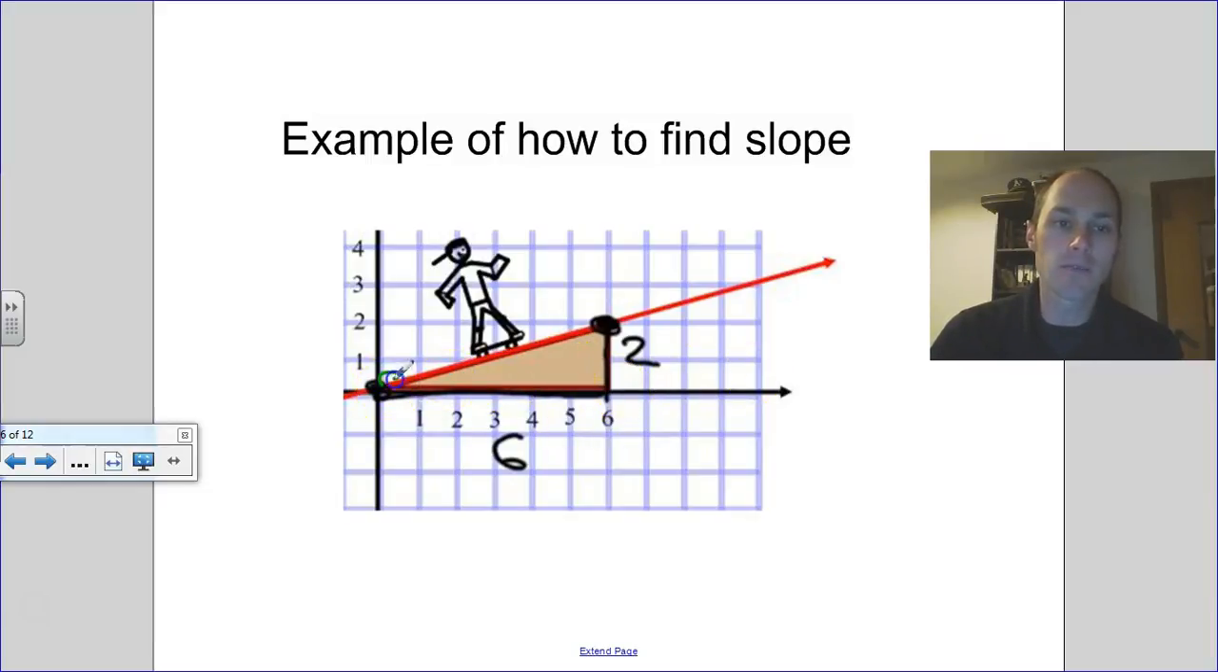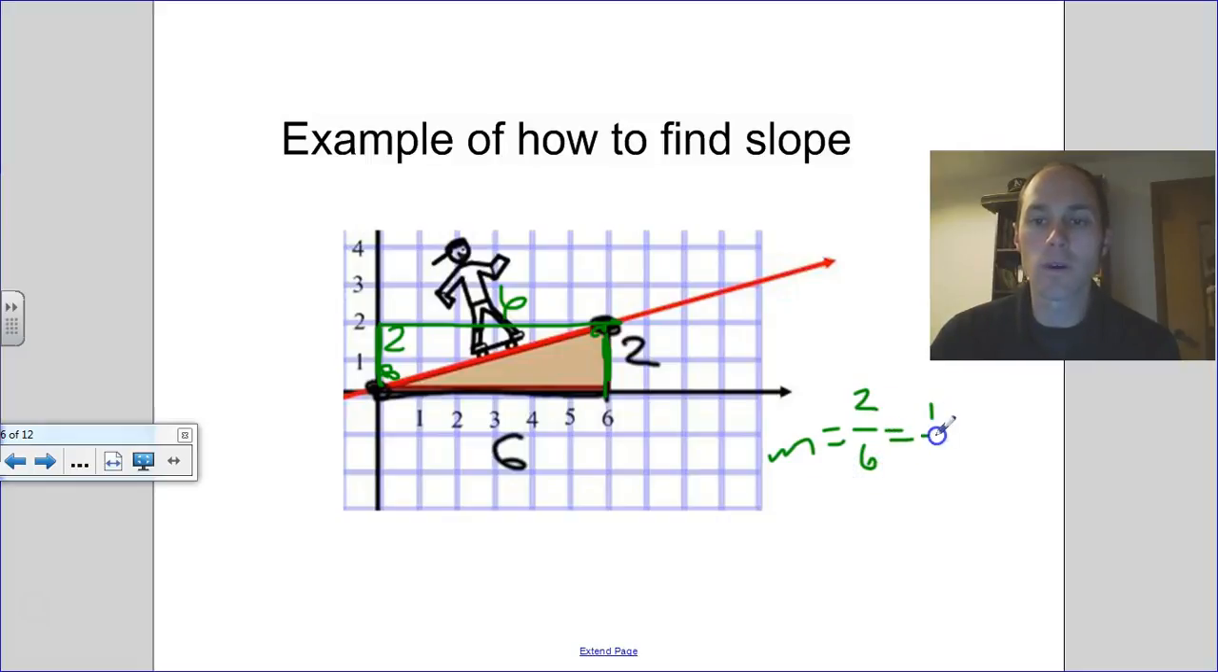So the y values from this point to this point, we're going up 2, we're rising 2. I could have gone this way too. And then I run 6. We always go left to right, just like when you read. So the slope, m, would be 2 over 6, and we can simplify ratios. So 1/3. Okay.